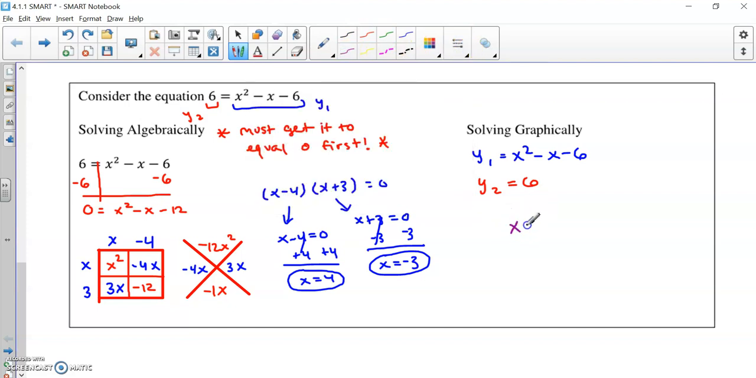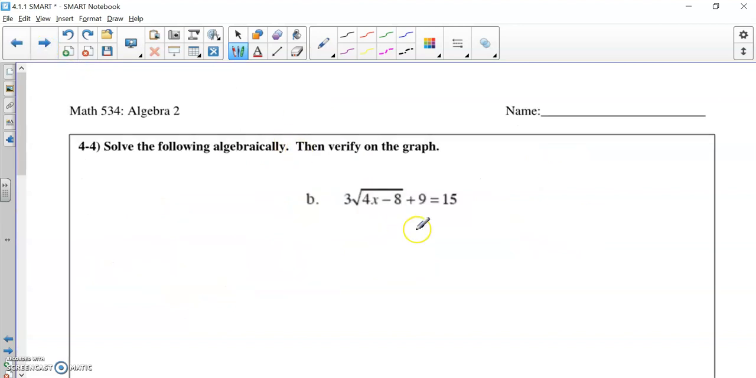Okay, so x equals 4 and -3, and we figured that out by looking at the graph. All right, on to the next.